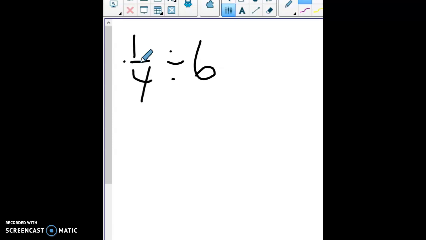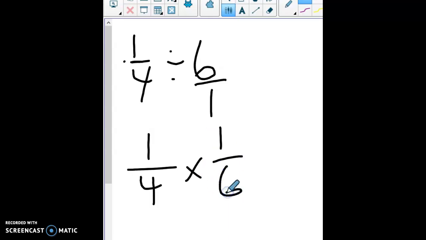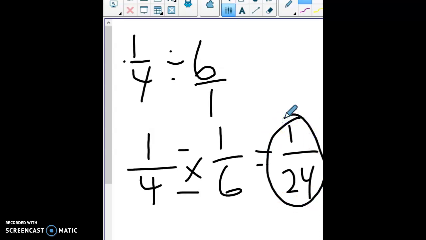We can't divide fractions, so we have to turn this into a multiplication problem. And I know that this would be 6/1. So we're going to take this and say 1/4 times, and the key to a division problem is taking a reciprocal of the second fraction. So we're going to take 6/1 and turn it into 1/6. Then it's just a multiplication problem where we multiply straight across. 1 times 1 is 1, 4 times 6 is 24. This problem can't be reduced, so it is the final answer.